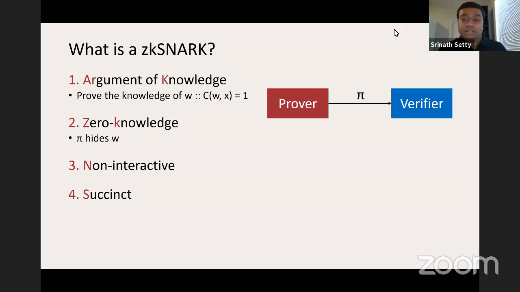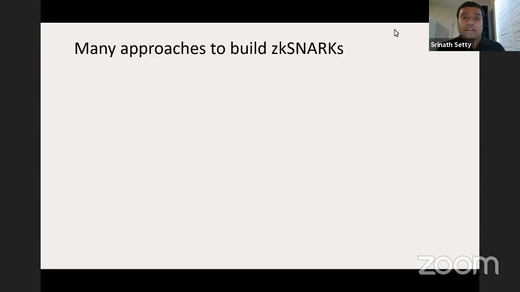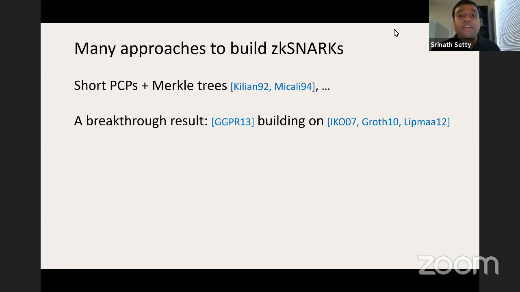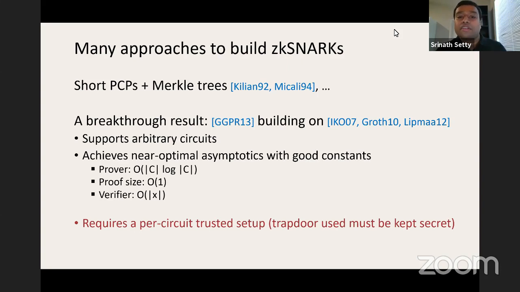There are two forms of succinctness. First, the size of the proof is sublinear in the size of the circuit. Second, the cost to verify the proof is also sublinear in the size of the circuit. There are many approaches to build ZK snarks in the literature, starting with the works of Killian and Micali. Unfortunately, they rely on PCP, so they remain too expensive to be used in practice. A breakthrough result in this area was provided by the work of GGPR. Their scheme supports proving the satisfiability of arbitrary circuits. More importantly, the scheme achieves near optimal asymptotics with good constants. Unfortunately, a major downside with this scheme is that it requires a per-circuit trusted setup.